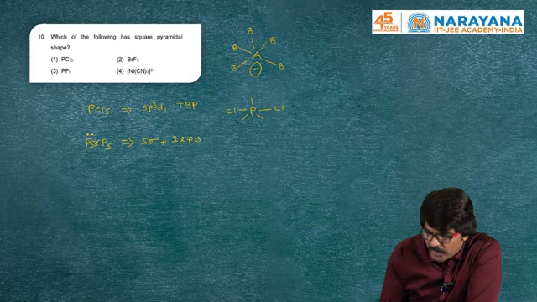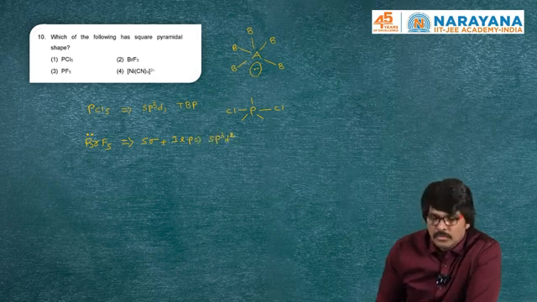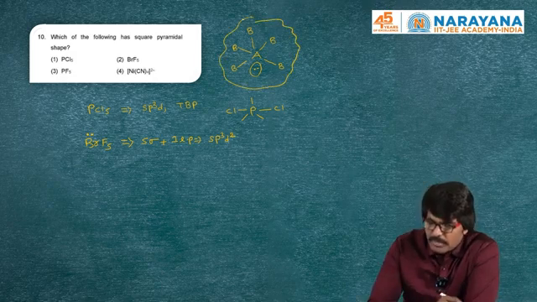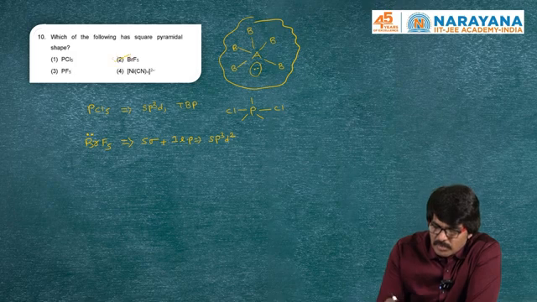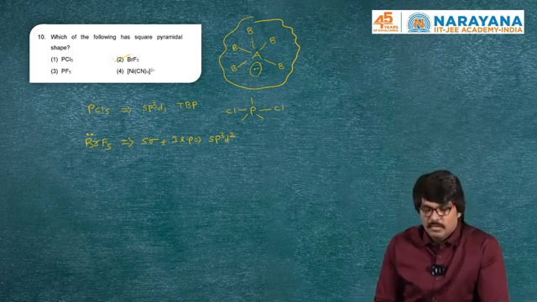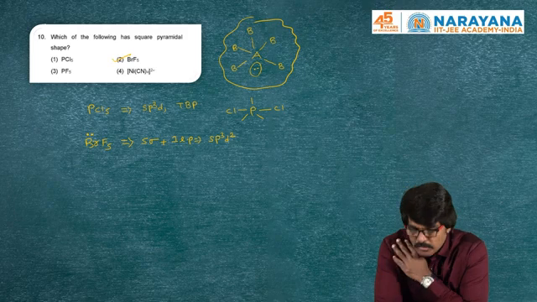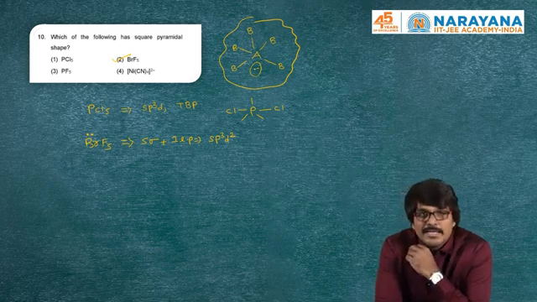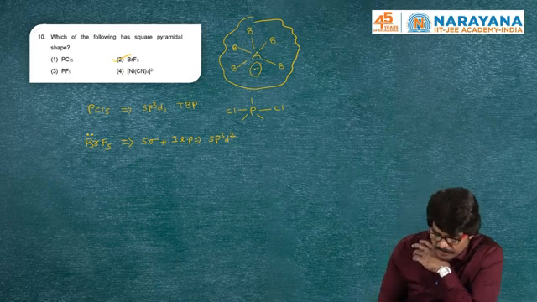So here the hybridization is sp3d2. So this is the required geometry, square pyramidal. So the answer is BrF5. Of course PF5 is also trigonal bipyramidal. Ni(CN)4 2-, that is square planar.